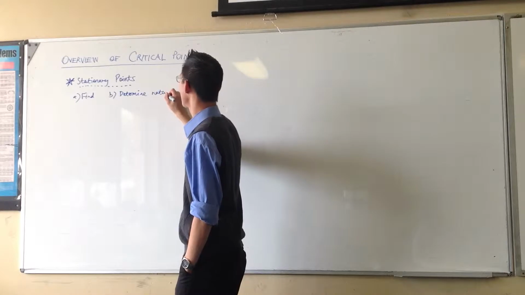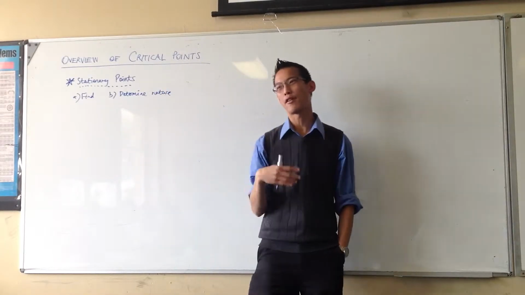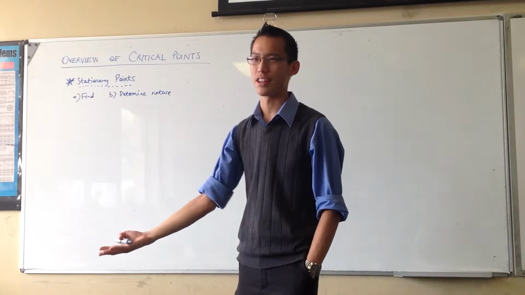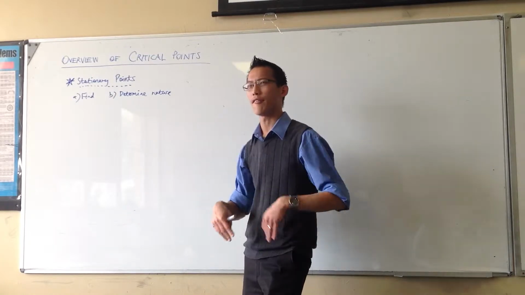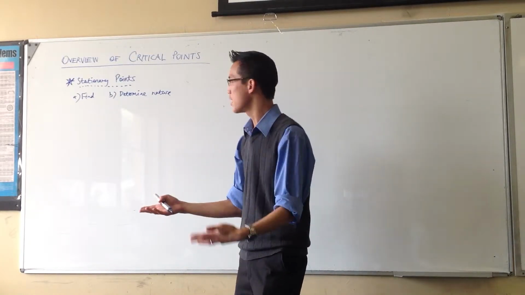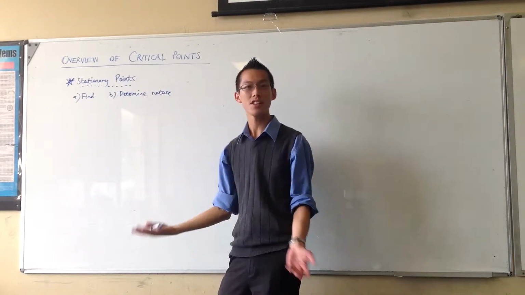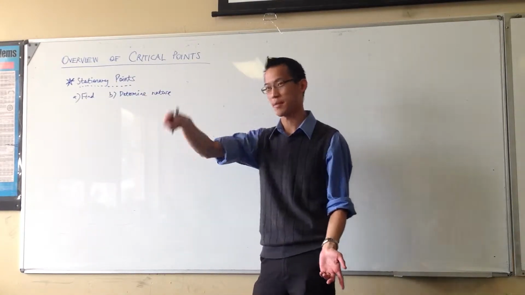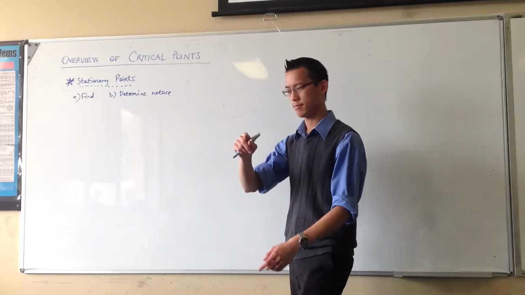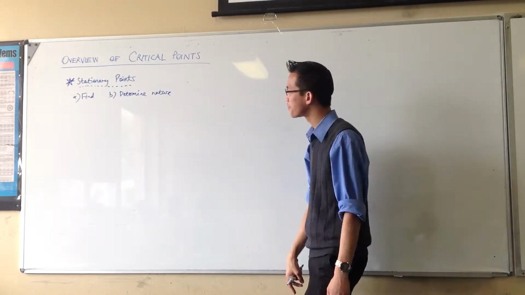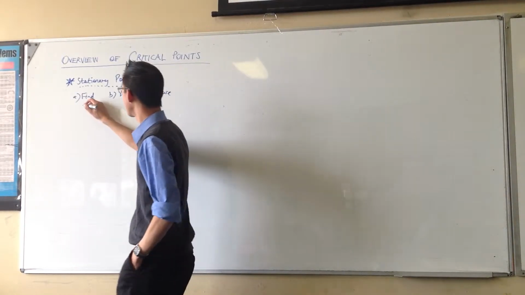In terms of stationary points, sometimes these two get phrased in a different way. They'll say find turning points. Can you see that finding turning points really amounts to doing these two things? You've got to find the stationary points, then you've got to determine the nature of the stationary points. That'll tell you it's a max, or it's a min, or it's neither. So how do we find them?